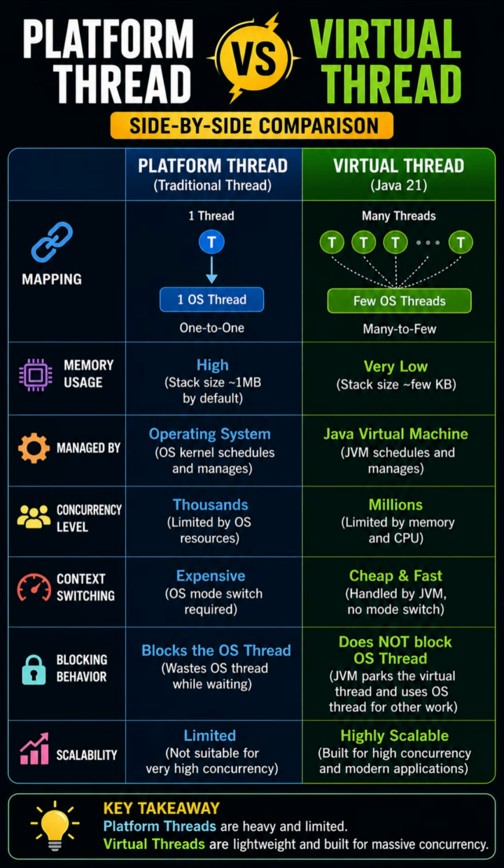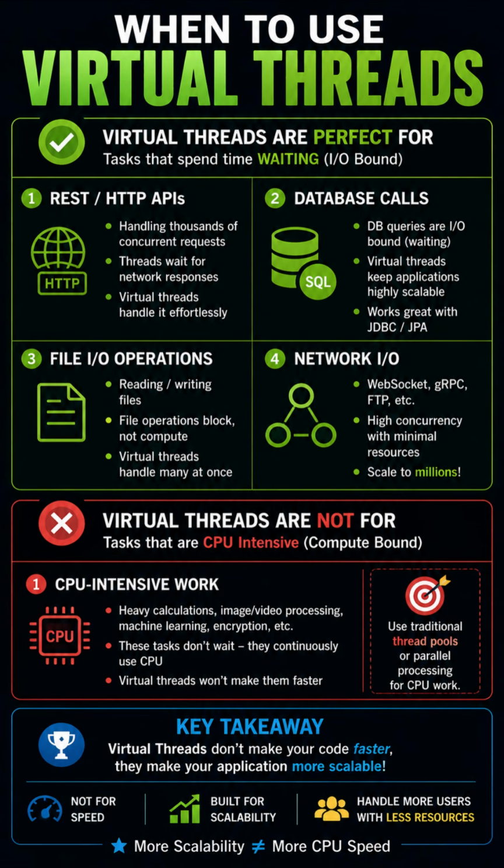If you remember just one thing from this video, remember this mapping. Platform thread, one Java thread, one OS thread. Virtual thread, thousands of Java threads, few OS threads. That's the biggest difference. So, should you use virtual threads everywhere?